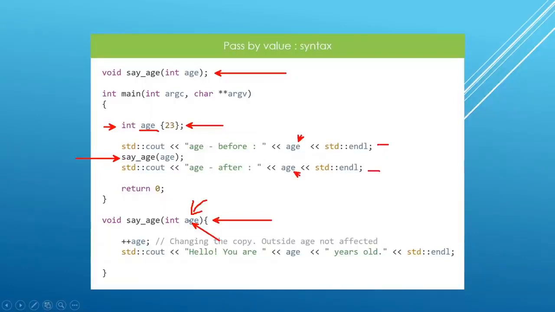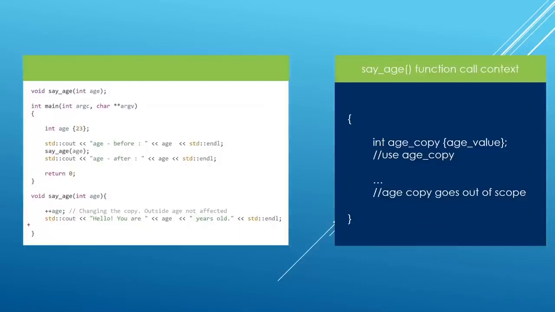Inside the sayAge function, what we're going to be modifying is a local copy. So we expect the age here to stay the same before and after the function call. The way this is going to work, when control hits this function, we're going to have a situation like we have here on the left.